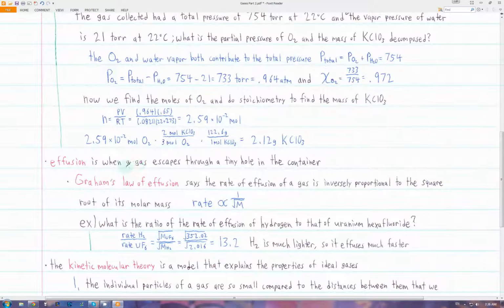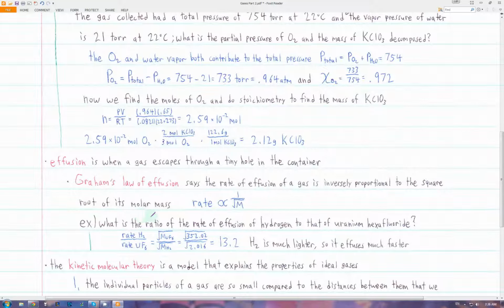So next we're going to talk about effusion, which is basically when a gas escapes through a tiny hole in the container. Say you have a balloon and you poke a hole in it with a needle or something. And so Graham's law of effusion says that the rate of effusion of a gas is inversely proportional to the square root of its molar mass. So basically this means that if a gas is heavier, it will effuse slower, and a lighter gas will effuse faster.